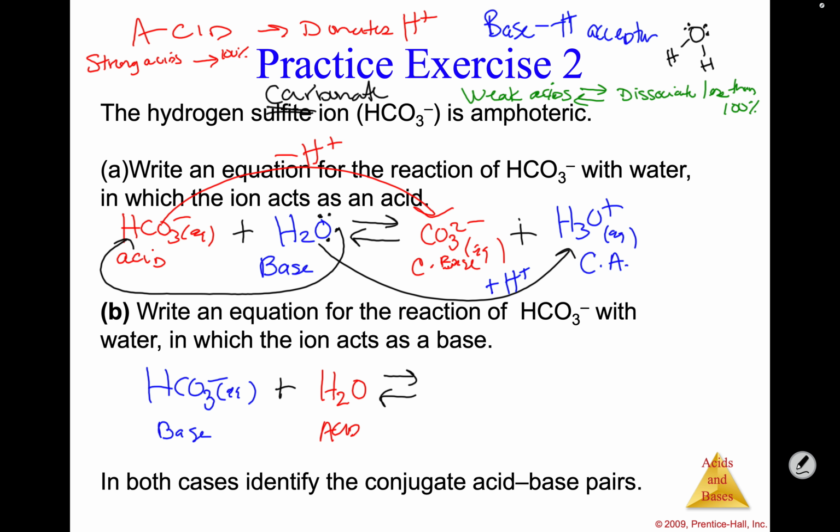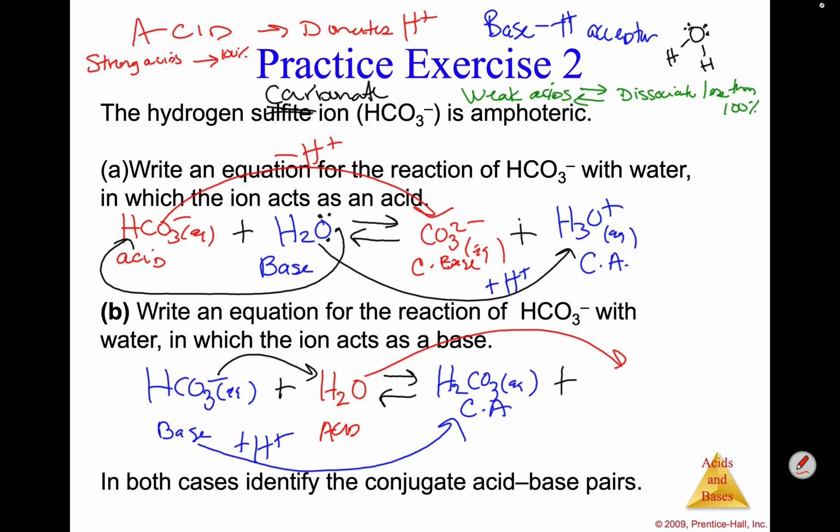So now my base grabs the proton. So I can think about that negative sign essentially grabbing that H. So what does HCO3 minus turn into? If it's a base, it's gaining an H plus, so I make H2CO3 aqueous, the conjugate acid. And then my acid, again, an acid is a proton donor, so it's losing an H plus, OH minus aqueous, the conjugate base.